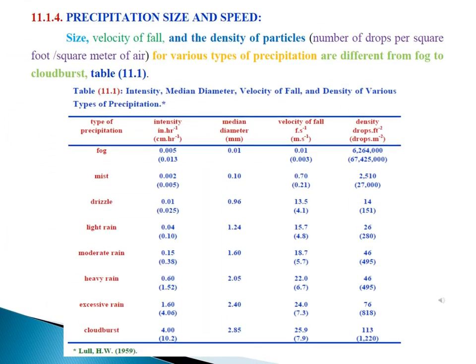Precipitation size and speed. Size, velocity of fall, and the density of particles for various types of precipitation are different from fog to cloud bursts, as shown in the enclosed table. My dear, look at the different types of precipitation such as fog, mist, drizzle, light rain, moderate rain, heavy rain, excessive rain, and cloud bursts, and the specifications of each type as shown in front of you.